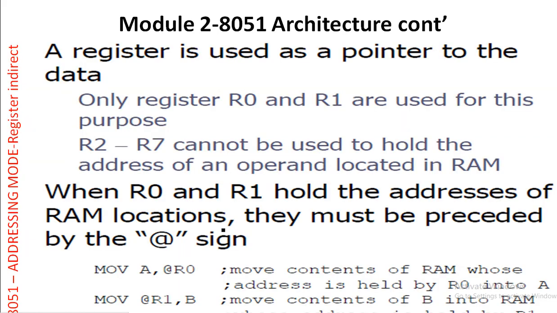Then indirect addressing mode. Indirect addressing mode is also a special addressing mode. A register is used as a pointer to the data. So the two registers in our register bank are R0 and R1. R0 and R1. R2 to R7 we cannot use. So we must provide an @ sign for register indirect addressing. If it is without @, that is register addressing. Then with the @ symbol it is called register indirect addressing mode.